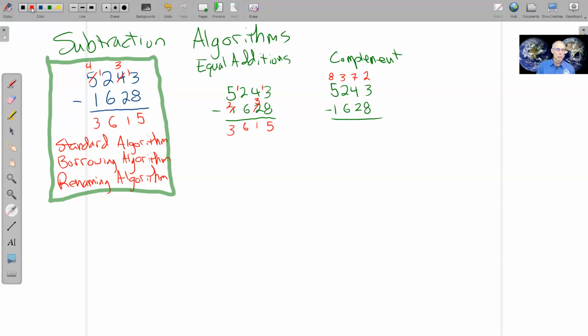Then the way the complement method works, once we make that complement, which is a pretty easy subtraction to do, we just add the two top numbers together. So 2 plus 3 is 5, 7 plus 4 is 11, carry the 1, 1 plus 3 plus 2 is 6, and then 8 plus 5 is 13. And then we just cross out that extra 1 there, and there's the answer, 3,615. That's what's called the complement method.